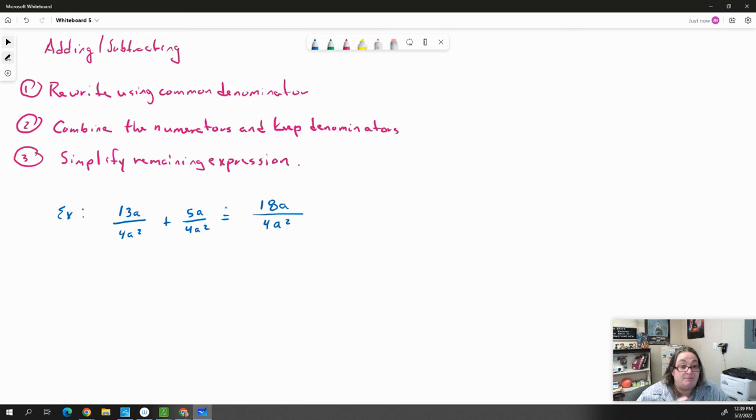The last thing we have to do is simplify the remaining expression. And we know this can be simplified because there's an even number in the numerator and an even number in the denominator. So we know those could be divided by at least 2. And we know that there is an a in the numerator and 2 a's in the denominator, which means that we can pull an a out of each of those as well. So if I divide 18 by 2, I'm going to be left with 9. If I divide 4 by 2, I'm going to be left with 2. Here, I have 1a, and here I have 2a's.